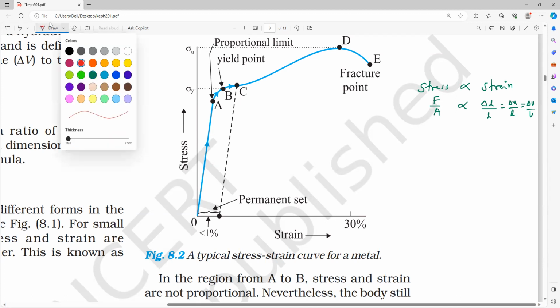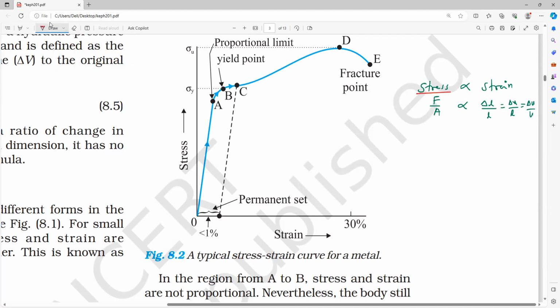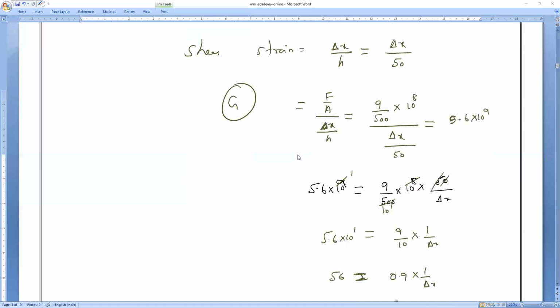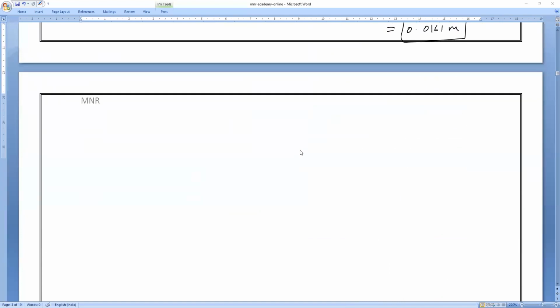Everybody? Yes, please. So stress increases, strain also increases. That is what we all studied. Now, before going to explain this concept, I want to speak some general things and then I'll come to the graph. Now, we all know we are having a good experience with spring.